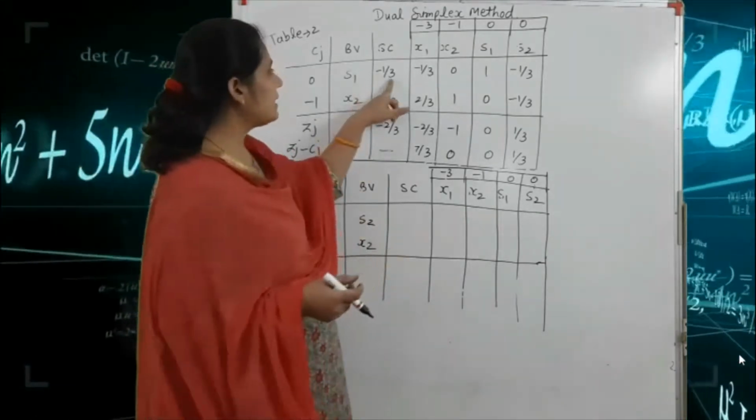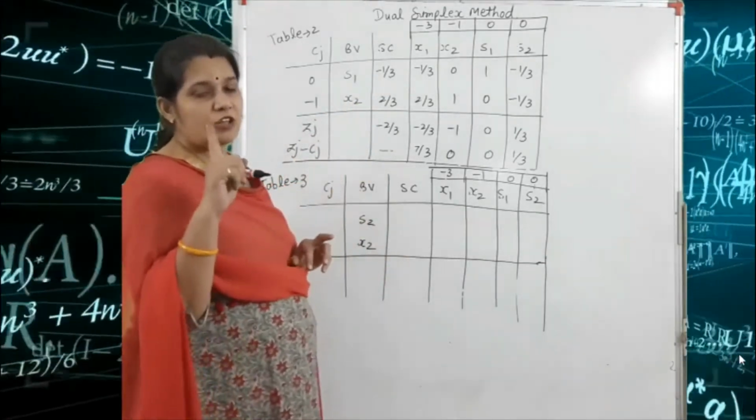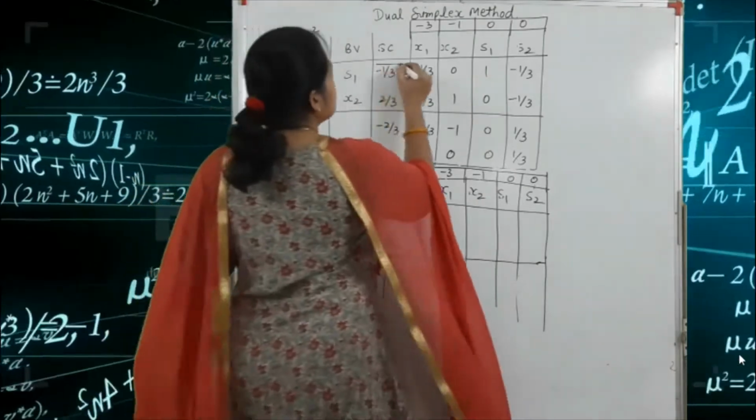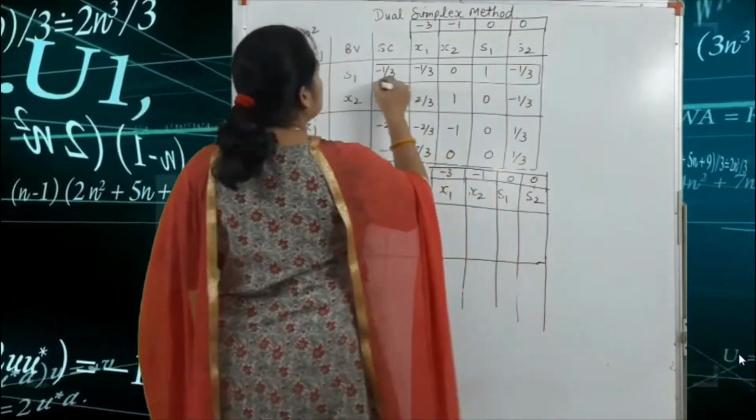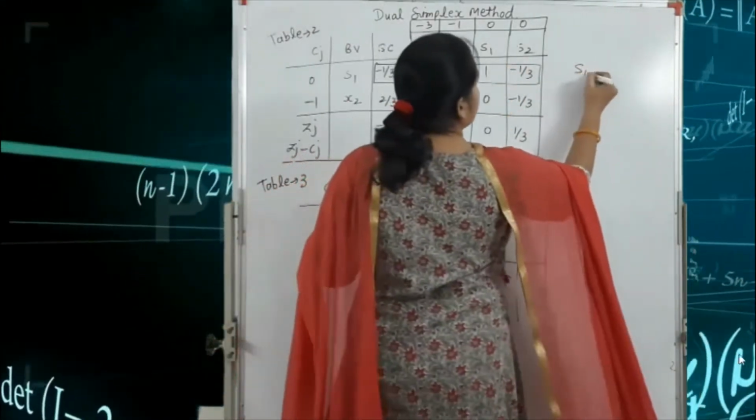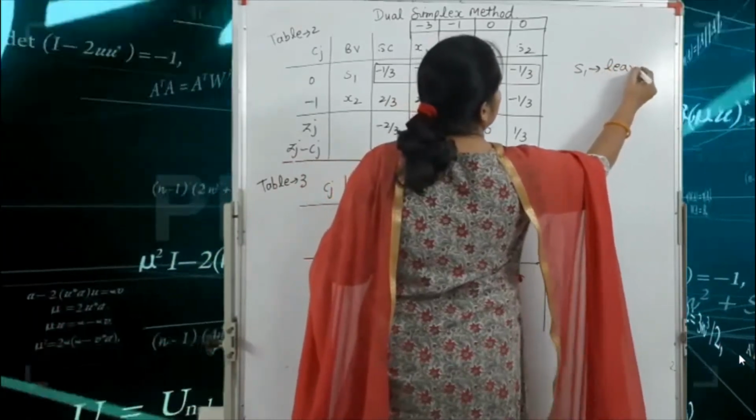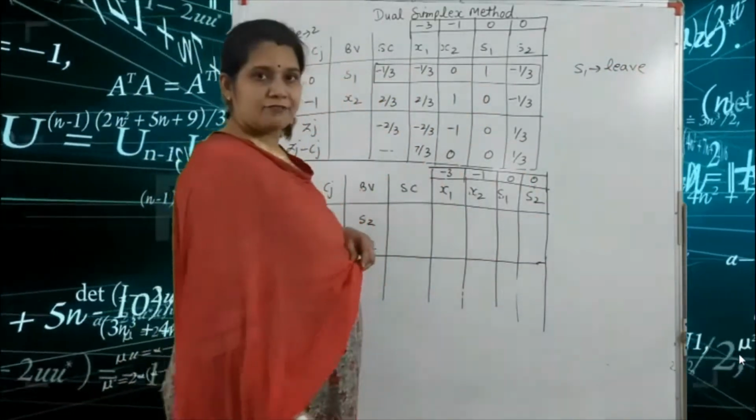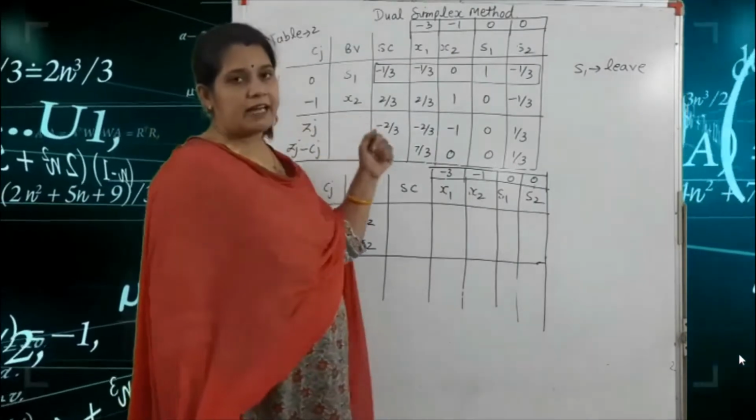Okay, but if your solution constant is a negative sign, that means we have a new iteration or the new table. So here minus 1 by 3 is the only one negative value, so obviously this is your key row and s1 variable is leave. Got it? After that, we find the enter variable.